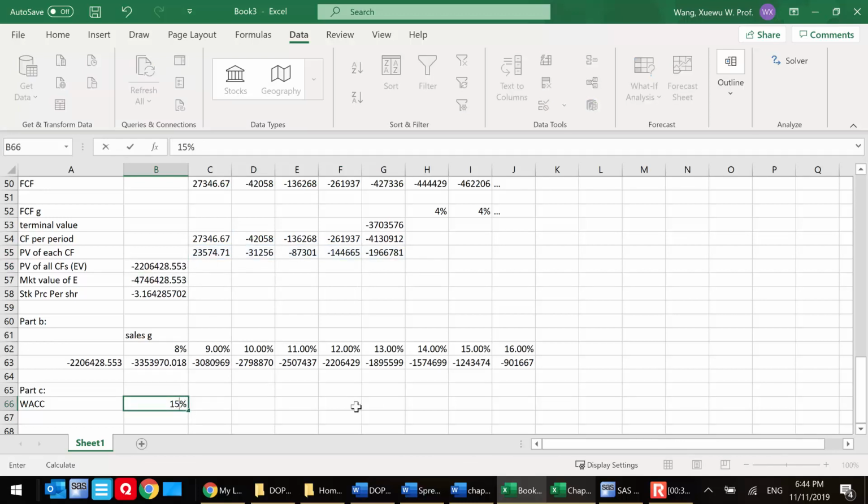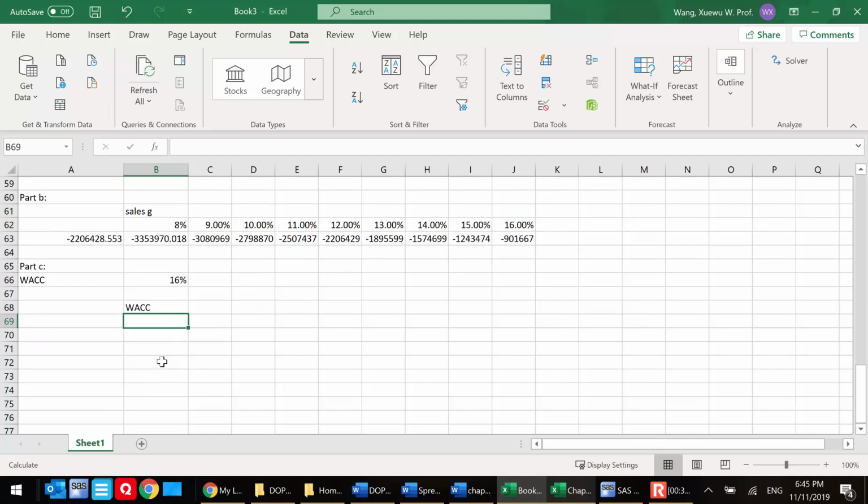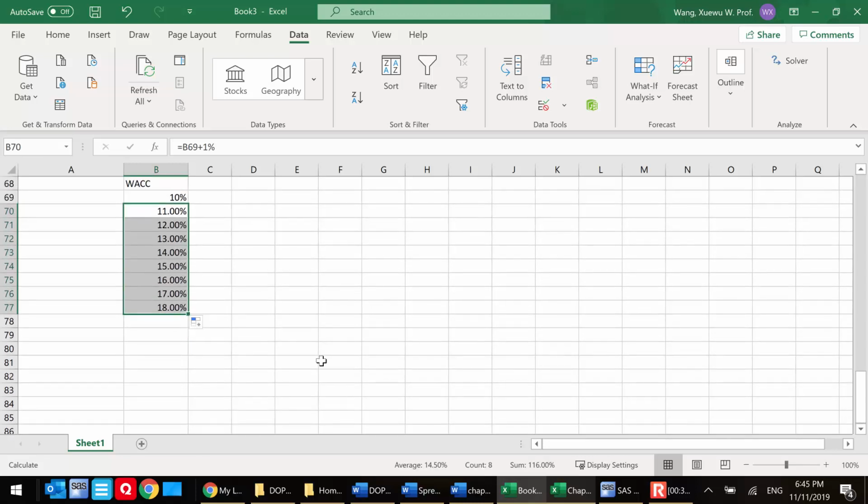What if I change this to 15%? Very good, the enterprise value changed as well. Let me change this back to 16%. Now I'm ready for my data table. I'm going to set the WACC in a column this time. I'm going to start from 10%, with a 1% increment each time, all the way to 18%. This is just for pure illustration.